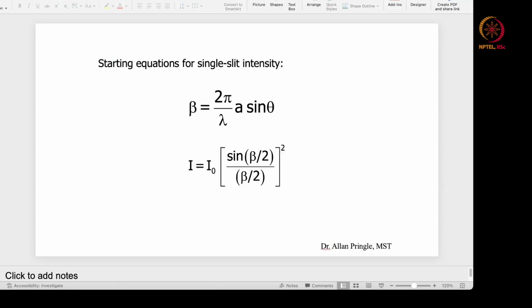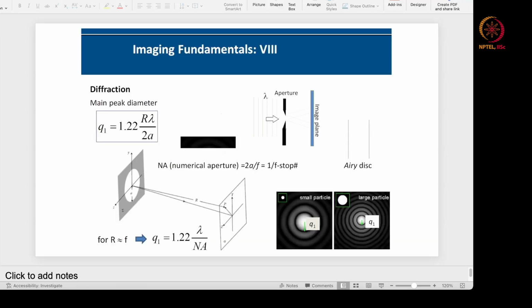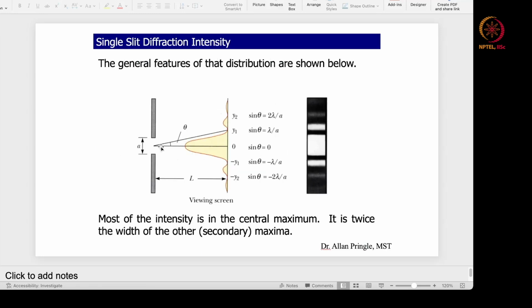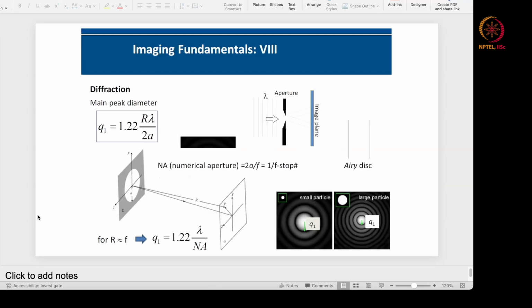Now that we know what diffraction is all about, and that diffraction through a slit will form these bright bands and dark bands, with the central band being quite intense, let's look at the same thing from an imaging perspective. This is light of wavelength lambda impinging on an aperture of size A, and there is an image plane behind.